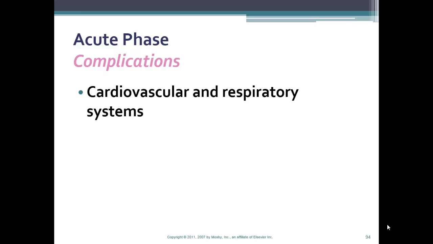Cardiovascular and respiratory: the same complications from the emergent phase will carry over into the acute phase, so they can have pneumonia, heart failure.